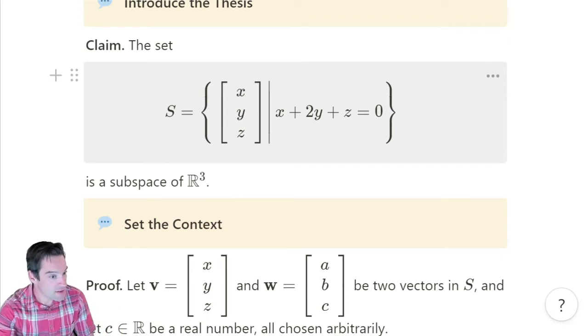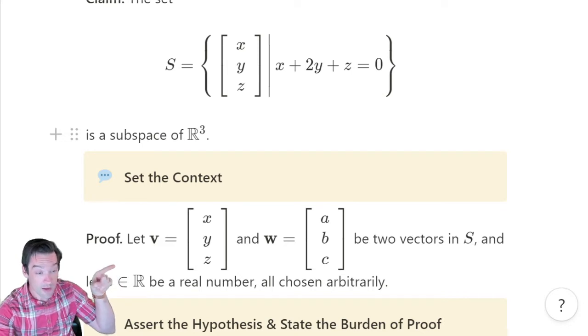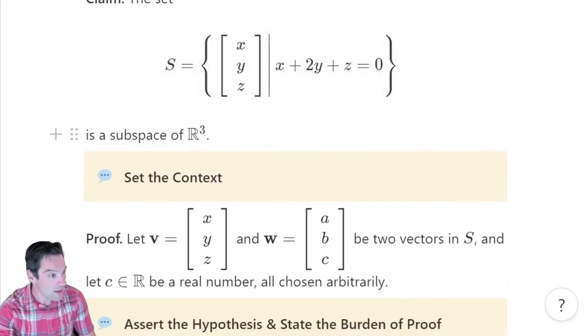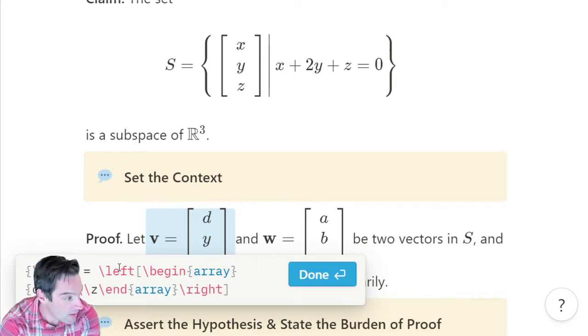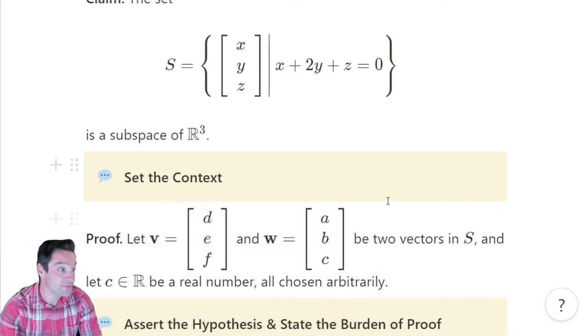And so there's a potential confusion that arises when our concrete instances of a variable as part of our proof, like this x, y, and z right there, use the same symbols as the general definition of something that came from the thesis statement. So I just think that that's a little bit confusing. So I'm just going to call the coefficients of my vector v d, e, and f instead of x, y, and z, just to avoid us getting twisted around.